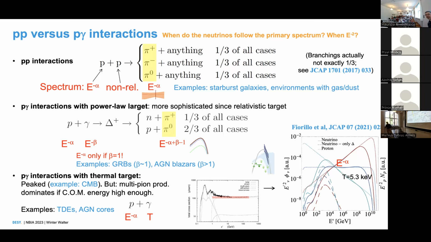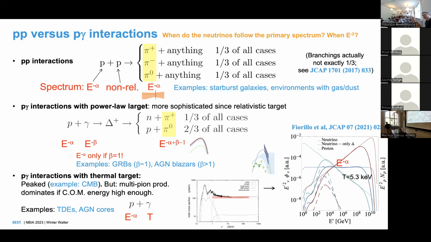And in this case, in fact, if you look at this cross section, this is the delta resonance as a function of center of mass energy, actually the effect kicks in at higher energies. So if you go to high enough energies, you have a flat cross section. And this means that at the end, you would also follow the primary spectrum if the temperature is high enough. So this is illustrated here in one of Damiano's figures, who is sitting here in the back.